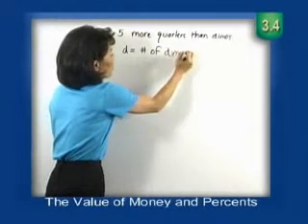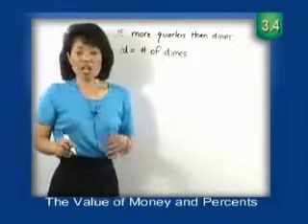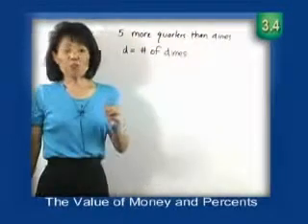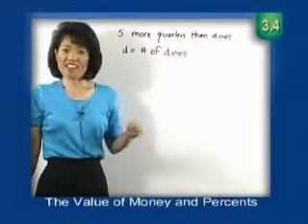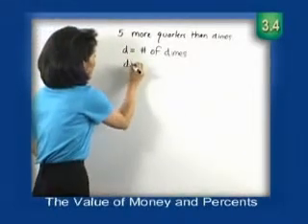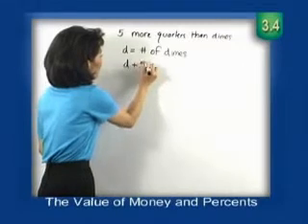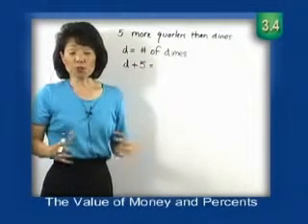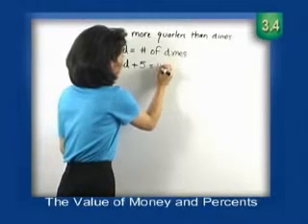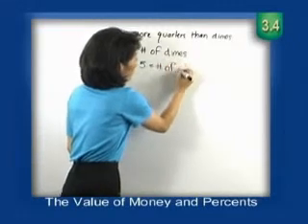Now, the relationship between the number of dimes and quarters is in the statement. She has 5 more quarters than she has dimes. So if we take the number of dimes d and add 5 more, that should give us the total number of quarters she has. So let's let d plus 5 represent the number of quarters.